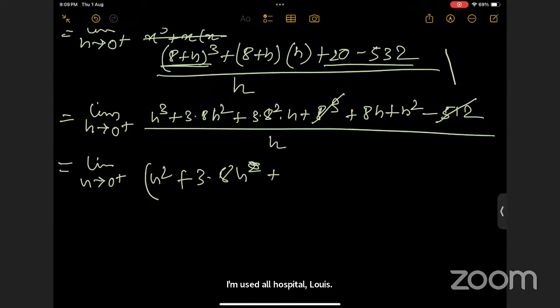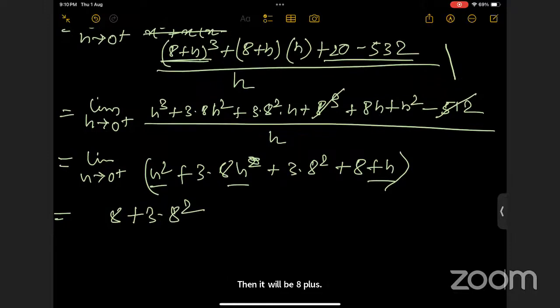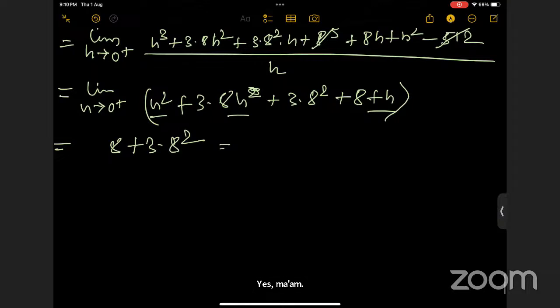No, because here we don't have this indeterminate form. We can cancel h. Is the 0 by 0 form there? But we can cancel out h, right? So why will we apply this L'Hospital rule? Okay. Yes, ma'am. So if we put directly 0, then it will be 3 into 8 square, right? 192 plus 8, 200. Okay.